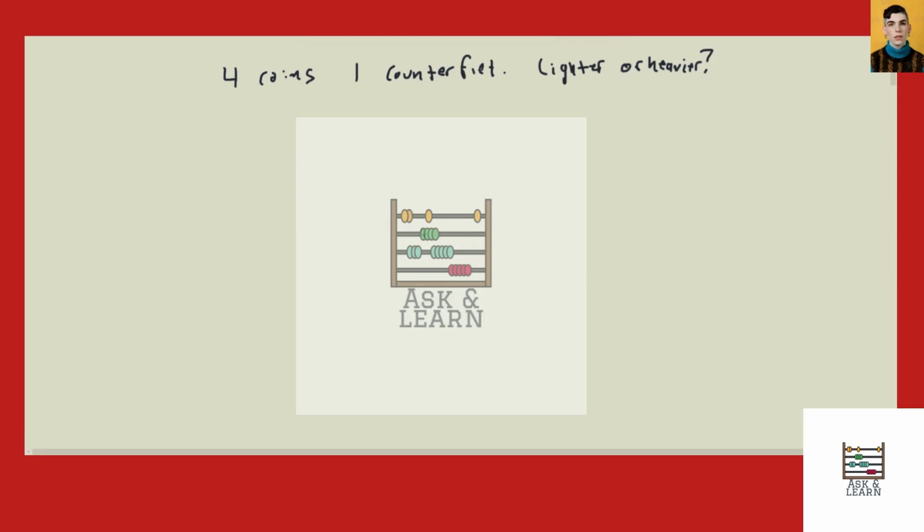So they give us these 4 coins and they tell us one of them is counterfeit. And what we want to do is figure out the least number of weighings we need to do in order to ensure that we found our fake coin. But more than that, we want to be able to say if this coin is lighter or heavier than our real coins. So let's think about this.